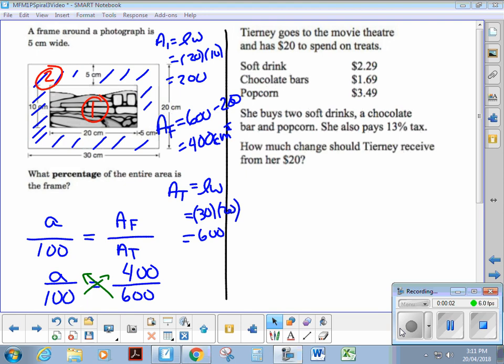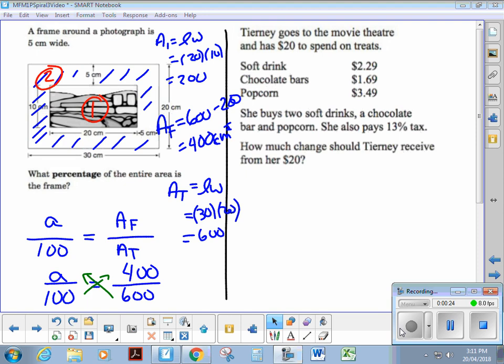All right, welcome back, and we're continuing to work through our different ratio and proportion questions. So we have: Tierney goes to the movie theaters and has $20 to spend on treats, and there are the prices. She buys 2 soft drinks, a chocolate bar, and a popcorn, and pays 13% tax. How much change should Tierney receive from her $20?